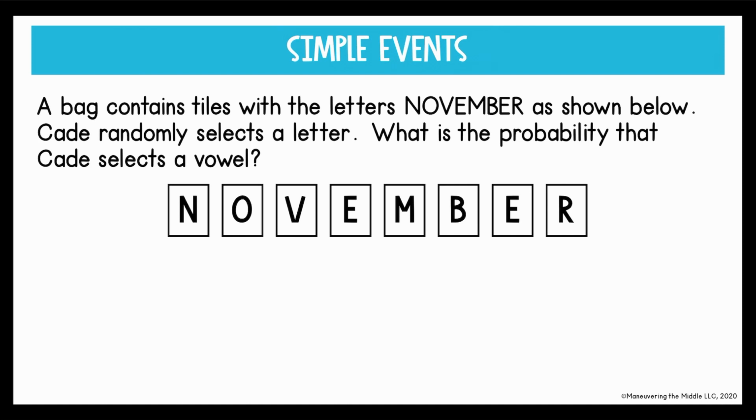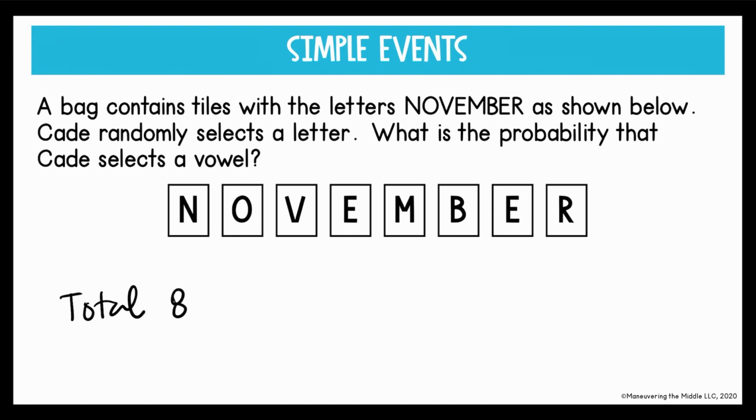A bag contains a tile with the letters of the word November as shown below. Cade randomly selects a letter. What is the probability that Cade selects a vowel? So again, we're always starting with the total. How many total letter tiles do I have? And I can see, if I count that up, that there is a total of 8 tiles.